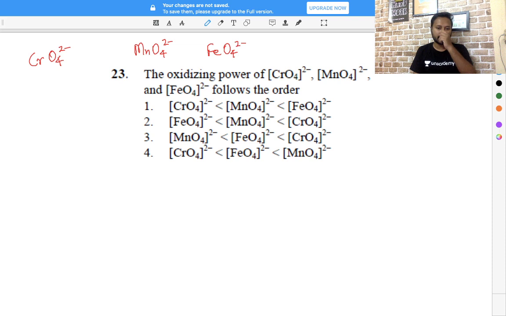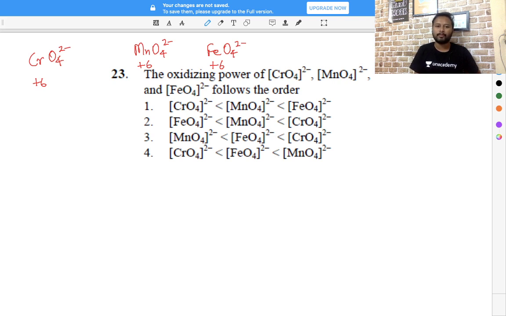So what is the oxidation state over here? If you look, chromium is in plus 6 oxidation state, manganese is also in plus 6 oxidation state, and iron is also in plus 6 oxidation state. So the oxidation state of all of them is the same. Now if the oxidation state is the same, that means you cannot do this question based upon oxidation state. Because the oxidation state of all of them is common, now you have to go with the size of them.